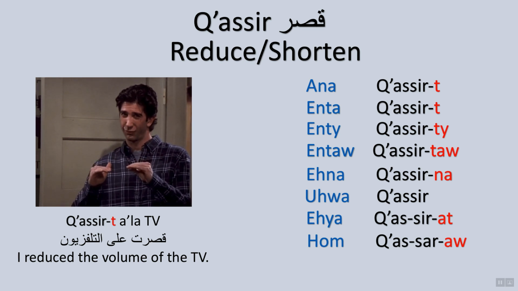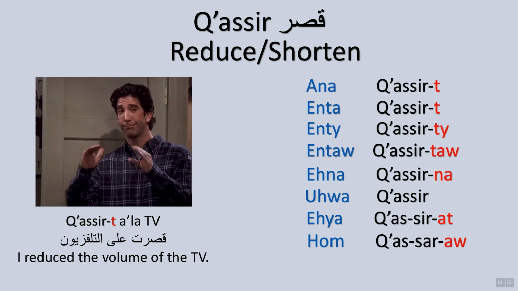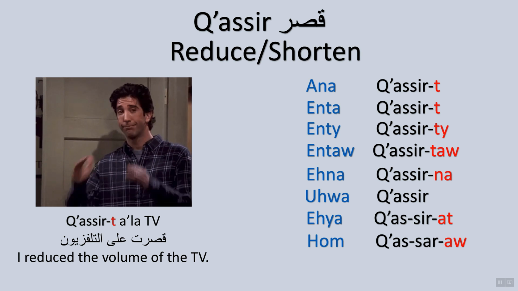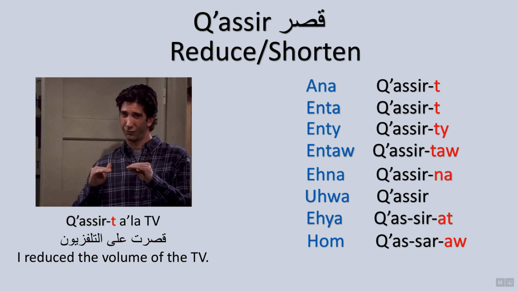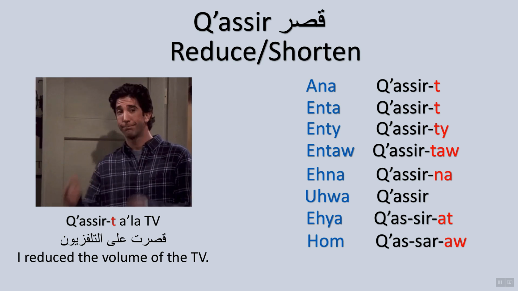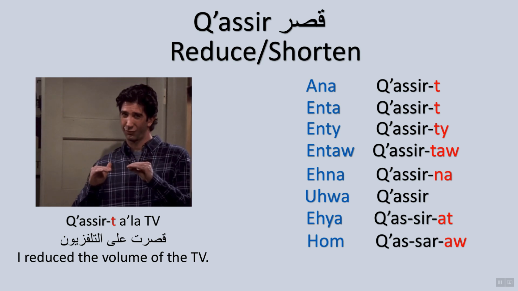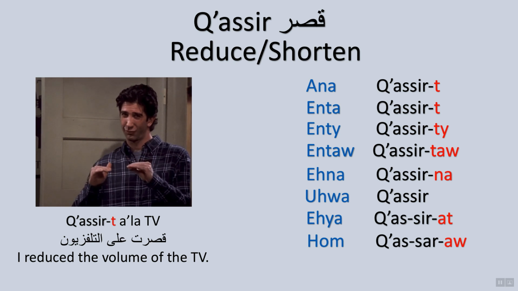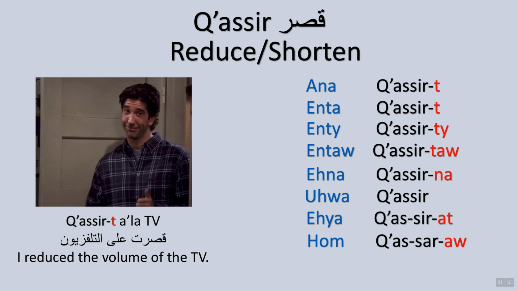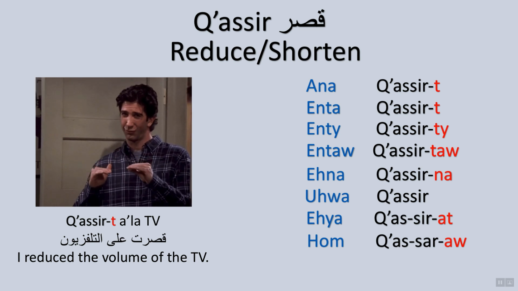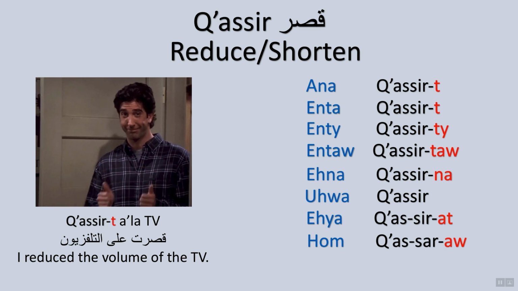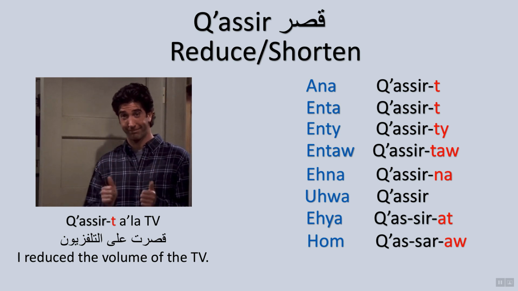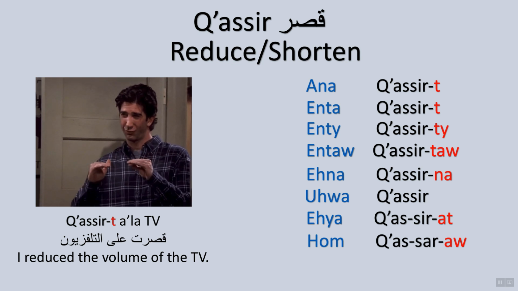Okay, then قصر. قصر is shorten. Remember the kaf becomes g in Kuwaiti. So قصر. أنا قصرت. أنت قصرت. أنتي قصرتي. أنتوا قصرتوا. إحنا قصرنا. هو قصر. هي قصرت. هم قصروا. And then the example is قصر على التلفزيون. Like reduce the volume. Do you have any other example that we can use with the shortened version of it? قصر الشورت شوية. If you have a short that is kind of long. Or قصر البنطلون. So you can use the same word قصر either to reduce or to shorten.